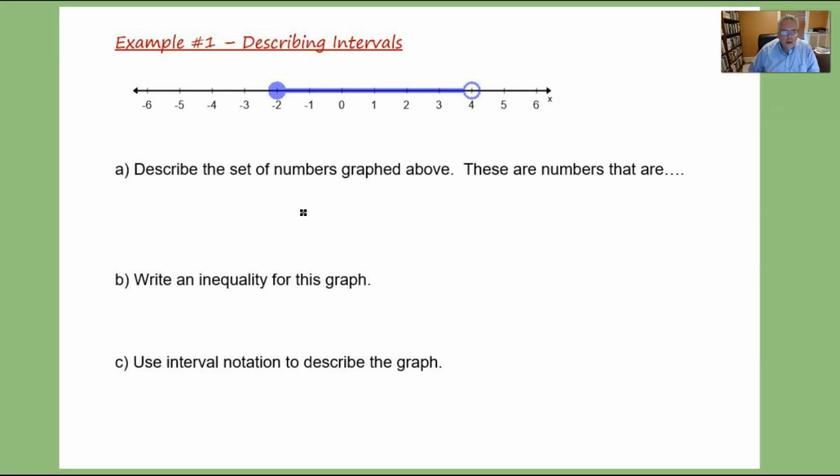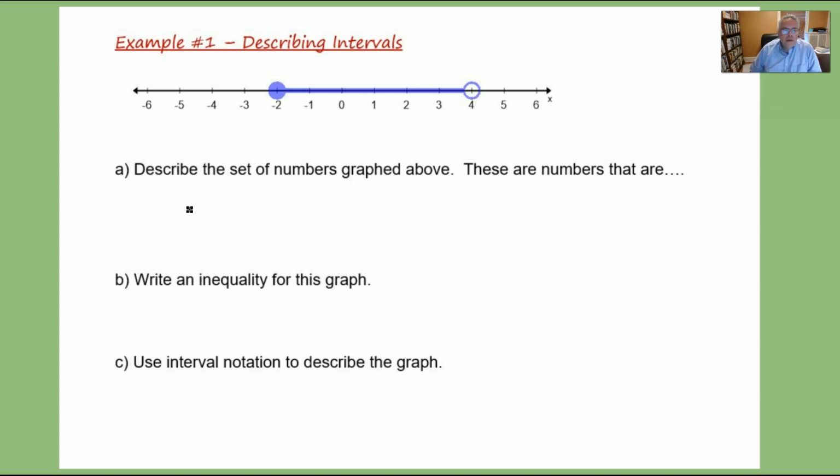Okay, we're going to start describing a little bit different graph than what we're used to. So if I look at this graph, I have numbers that are in between -2 and 4. This graph doesn't continue on like our previous graphs did. That's why it's called a finite graph or a finite interval, because it's bounded between two numbers.